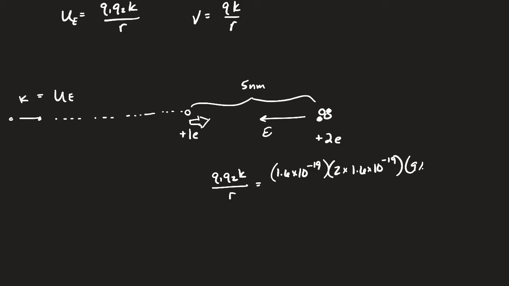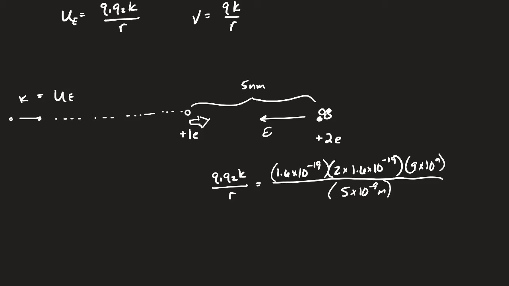9 times 10 to the 9th, and then the separation distance, 5 nanometers, nano is 10 to the negative 9th. They don't have to give you that conversion. It's supposed to be on the equation sheet. You're expected to be able to do the conversions off the equation sheet.